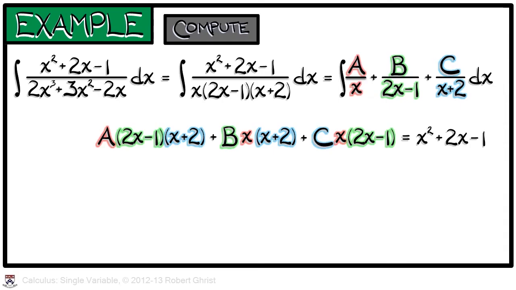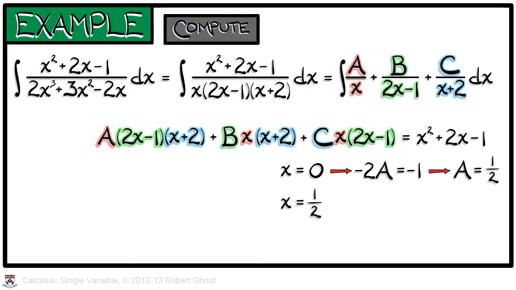Let's use our direct method of substitution. First, we'll substitute in x equals 0. When we do that, we eliminate all of the terms except the one involving A. We obtain negative 2A equals minus 1. Solving, we get A is a half.